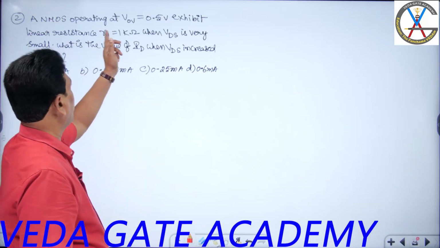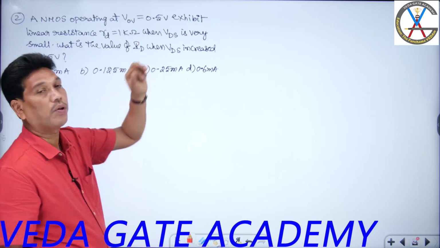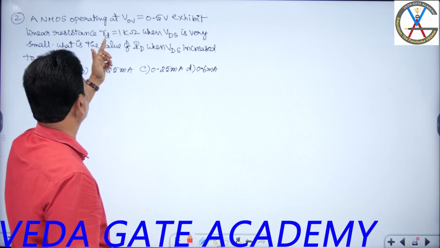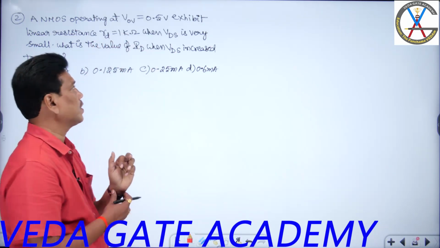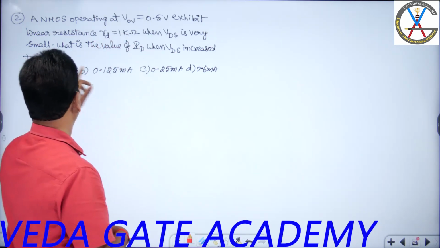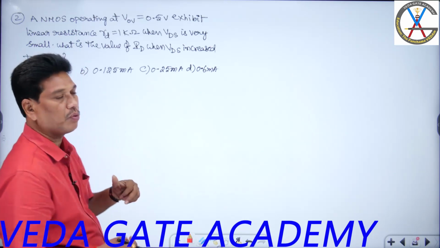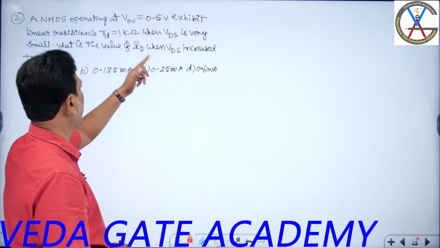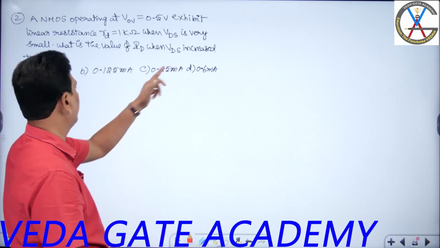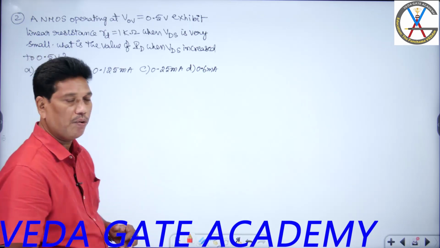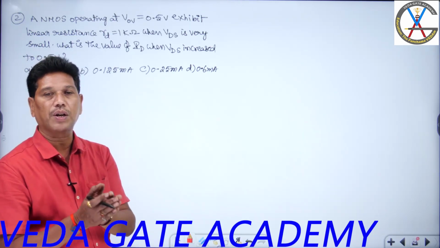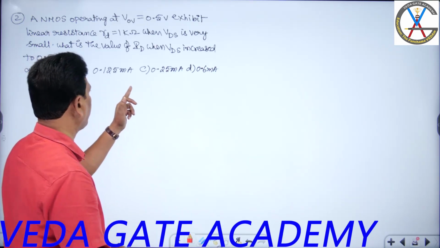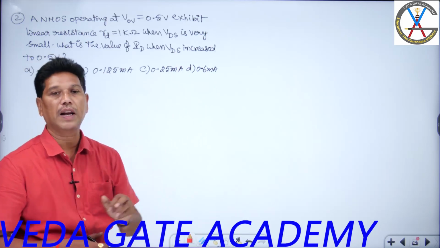An NMOS operating at VOV, VOV means overdrive gate voltage, right? 0.5 volt. It exhibits a linear resistance rDS equal to 1 kilo ohm when VDS is very small. Right? When VDS is very small, applied drain voltage is small, that is the linear region, you know. So what is the value of drain current ID when VDS is increased to 0.5 volt? The options given are 0.5 milliampere, 0.125 milliampere, 0.25 milliampere, 0.6 milliampere, students.